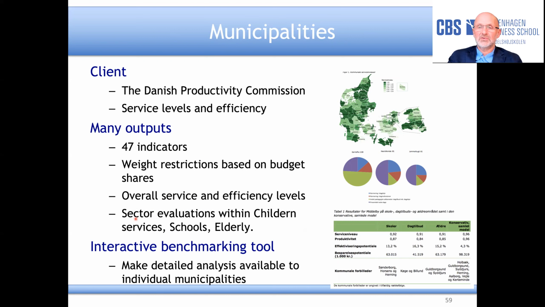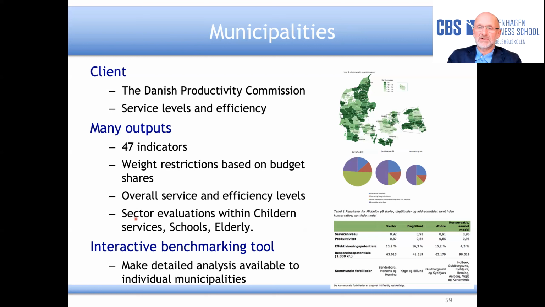So we had to use a total of 47 output indicators. And if we have only 100 municipalities and 47 indicators, basically output indicators, then everyone will be special in some way. And if we then did DEA, for example, then everyone will look efficient. So we imposed a little bit more structure on the problem by introducing weight restrictions.